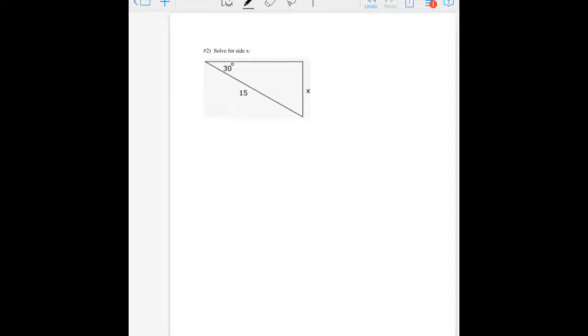We have a 30 degree angle, and we're going to assume it's a right triangle. We need a right angle there. So if we go across from the angle, that side x is the opposite side of the angle. And the 15 here represents the length of the hypotenuse. So can you guess which trig ratio uses those two sides, opposite and hypotenuse?